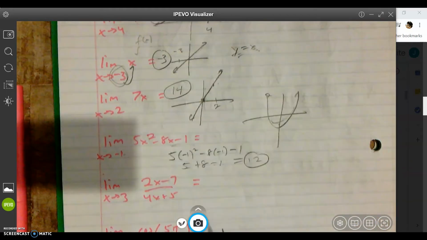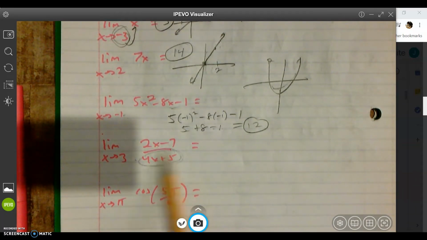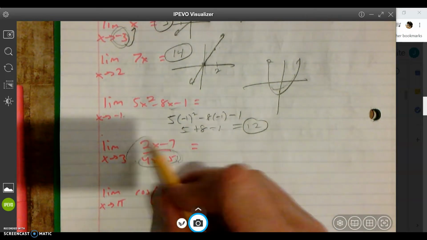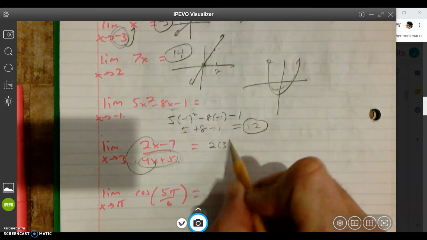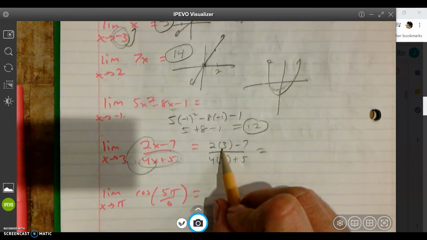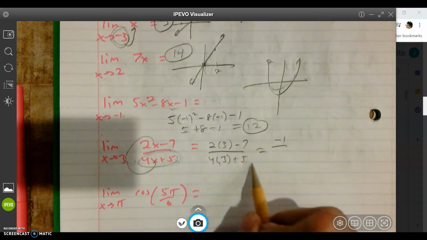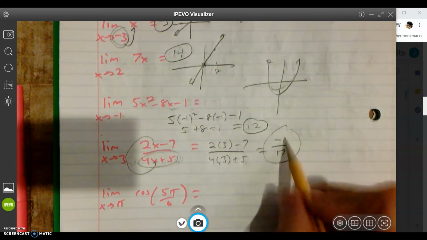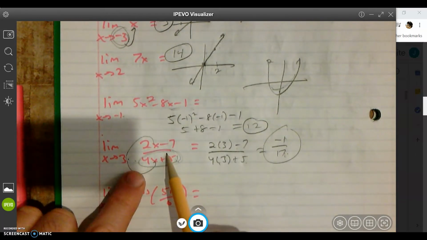12. So, next one. Limit as x approaches 3. The only break in this graph is when the denominator equals 0, because it can't be undefined. But at 3, 4 times 3 is 12 plus 5. That doesn't equal 0, so we're good to go. So all I'm doing is plugging the x into there. So it's 2 times 3 minus 7 over 4 times 3 plus 5. That's 6 minus 7, which is -1 for my numerator, and 12 plus 5, which is 17. So -1 over 17 is the y value as x approaches 3 from both sides of this function.